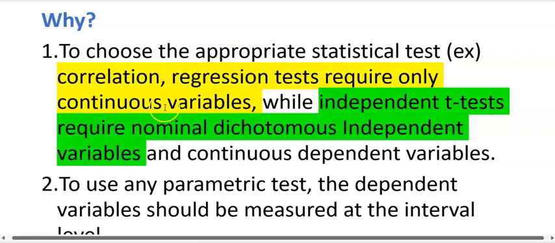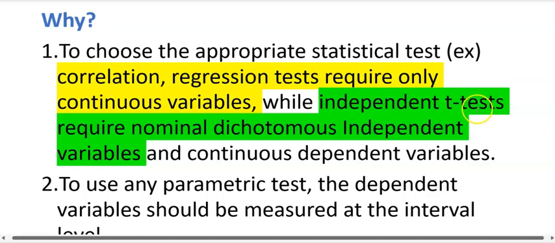So, about these variables, why we need to be very careful about the construction of the variable measurement, because you cannot use several variables for a specific test. For instance, the correlation and regression tests require only continuous variables. So you cannot use your ordinal and nominal variables for those tests.